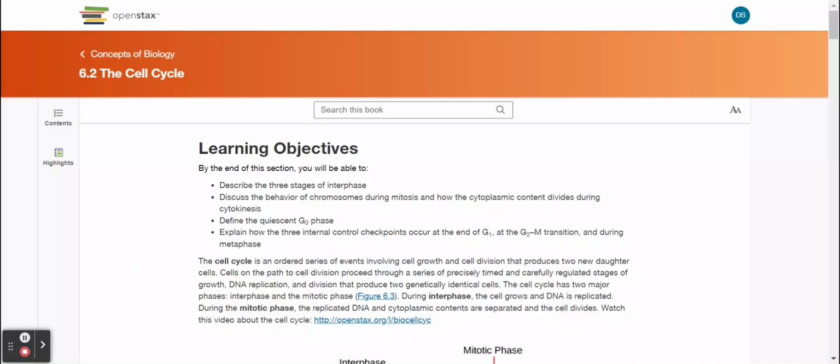Section 6.2, the cell cycle. By the end of this section, you will be able to describe the 3 stages of interphase, discuss the behavior of chromosomes during mitosis and how the cytoplasmic content divides during cytokinesis, define the quiescent G0 phase, and explain how the 3 internal control checkpoints occur at the end of G1, at the G2 to M transition, and during metaphase.